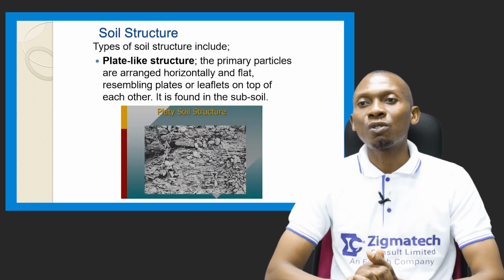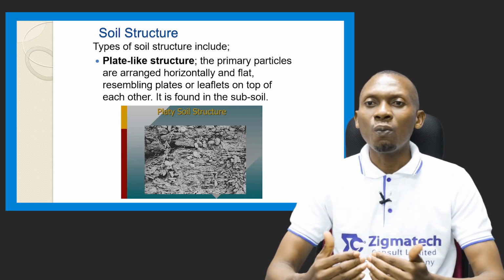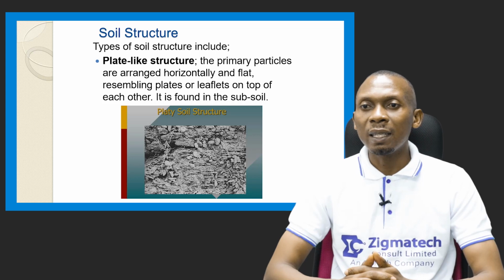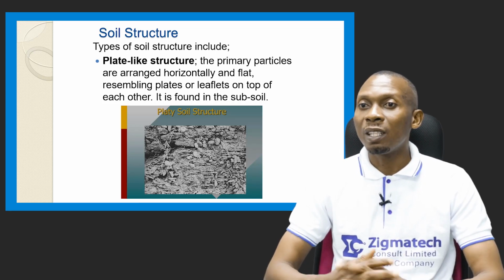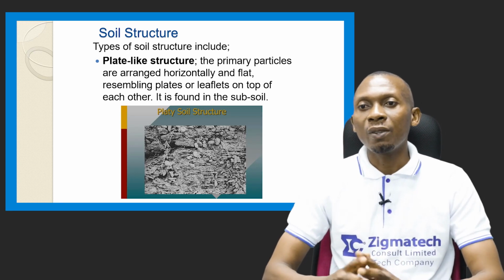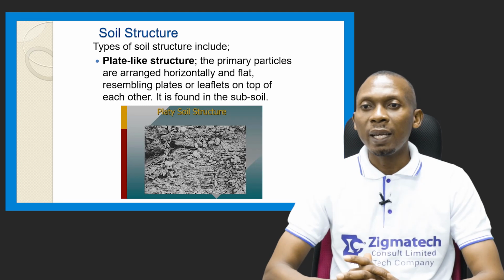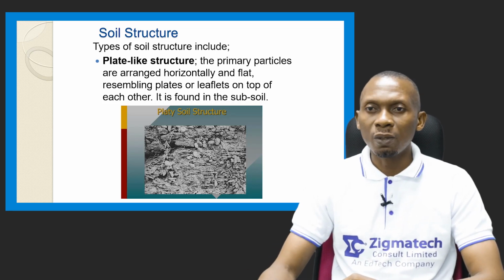We have the plate-like structure, where the primary particles are arranged horizontally and flat. They usually resemble plates or leaflets that are arranged on top of each other, and you can see from the picture there, it helps us to understand how plate-like soil structures look. They're usually found in the subsoil.